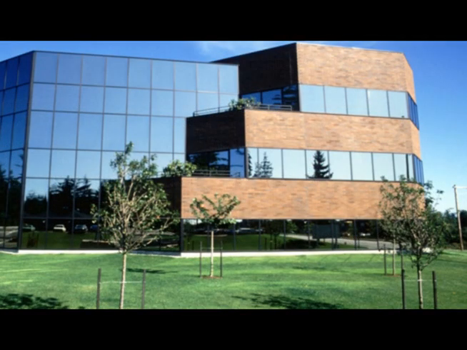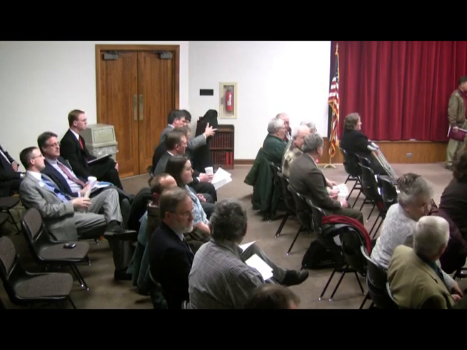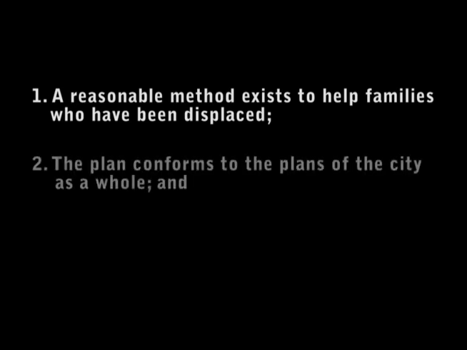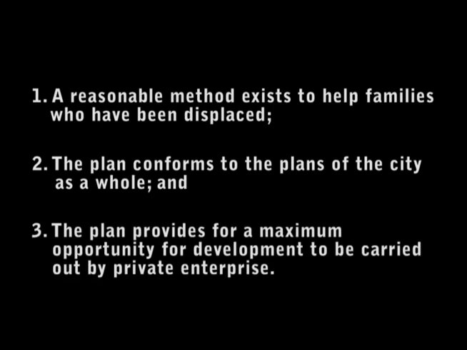The city adopts a resolution stating that the area in question consists of a slum or industrial or commercial property and designates the area as appropriate for a development or renewal project. After the resolution has been adopted, it must hold a public hearing to discuss the renewal plan. The city then must approve a renewal plan if it finds that a reasonable method exists to help families who have been displaced, the plan conforms to the plans of the city as a whole, and the plan provides for a maximum opportunity for development to be carried out by private enterprise.